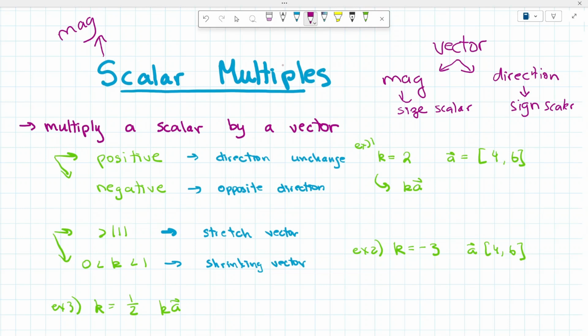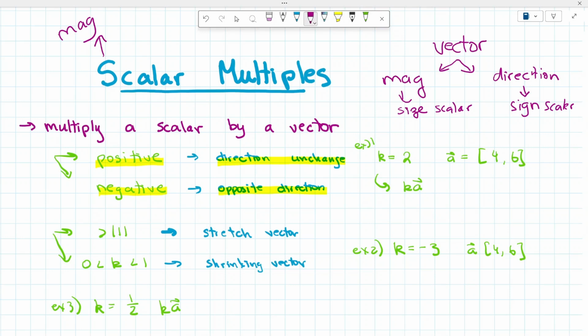So essentially a scalar multiple is simply multiplying a scalar by a vector. There's nothing harder than that. You're just multiplying it through, and we use distribution. So let's look at some of the key aspects of what can happen. If the scalar is positive, then the direction of the vector is unchanged. If the scalar is negative, then it will cause the vector to have an opposite direction.